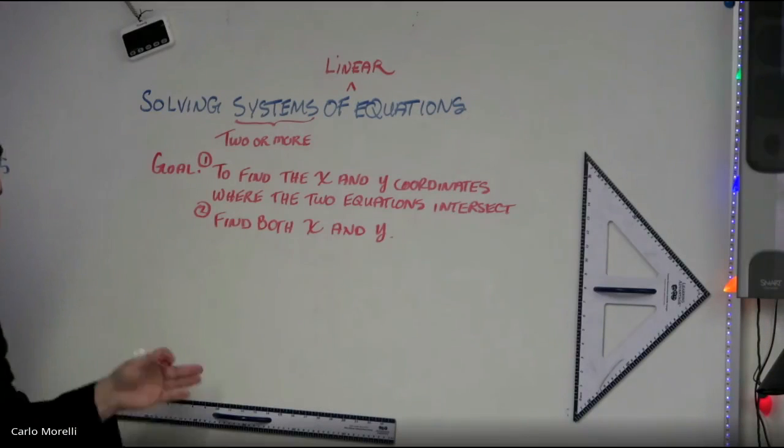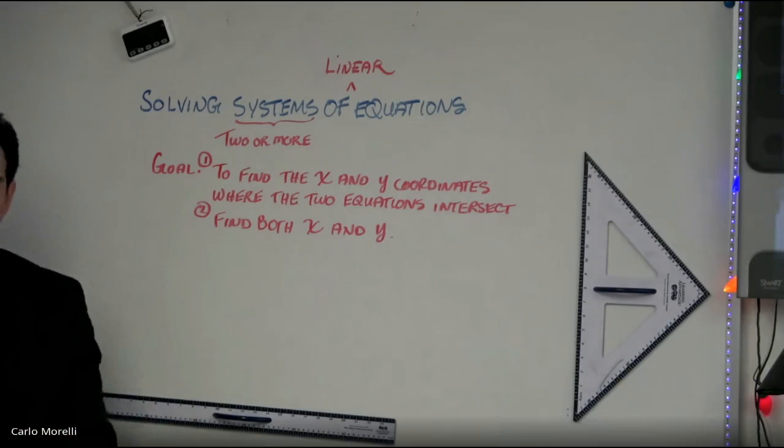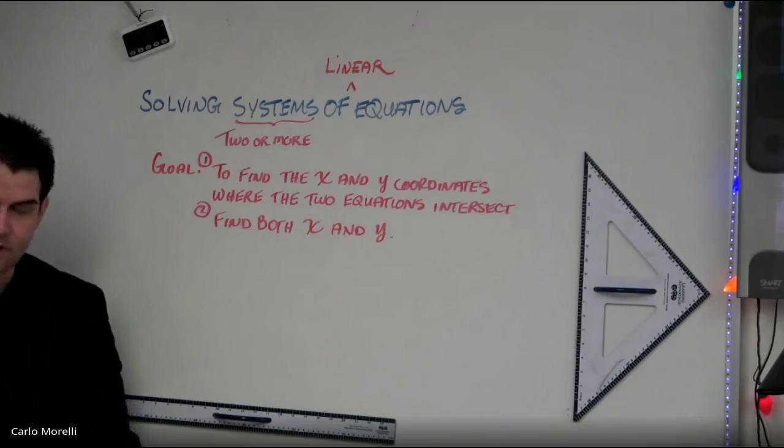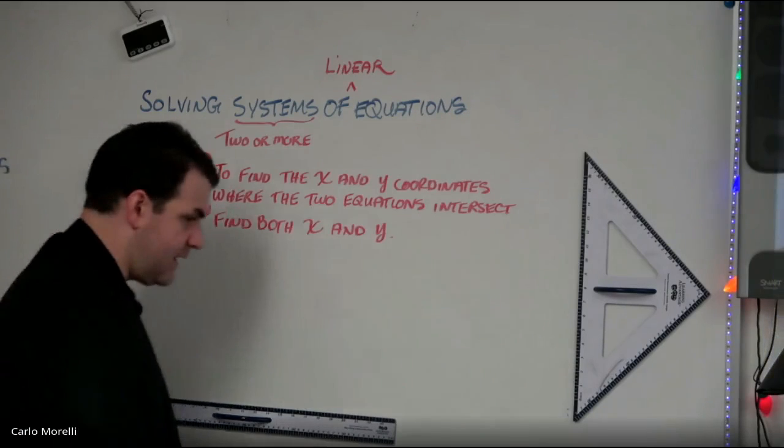Well, you cannot find x and y with just one equation. But if you have two equations, and both of them contain x's and y's, there is some fancy stuff you can do to find out what both x and y are.